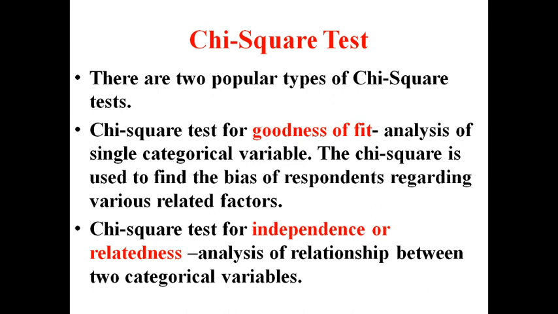The second is chi-square test for independence or relatedness. That is the analysis of relationship between two categorical variables. So we'll consider one example related to the test of independence or relatedness, in which we'll find out the relationship between the two categorical variables.